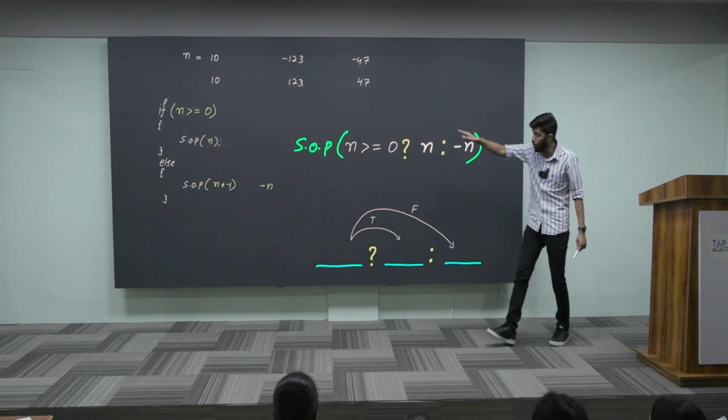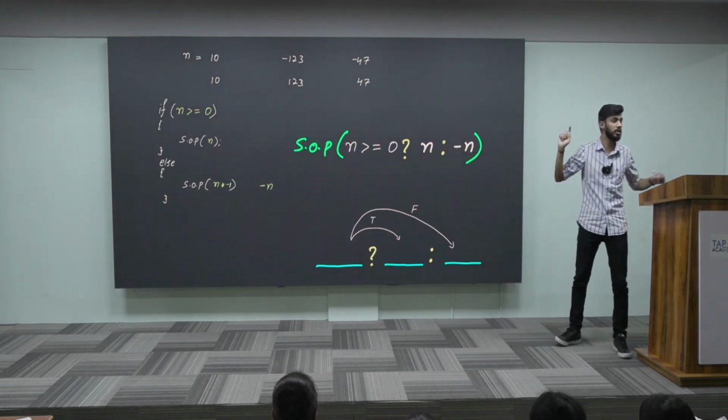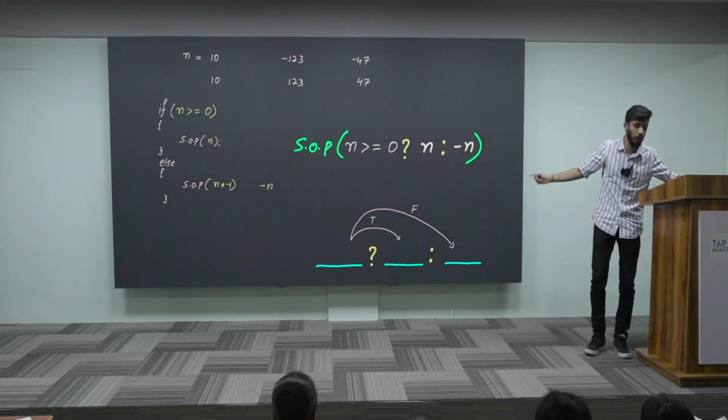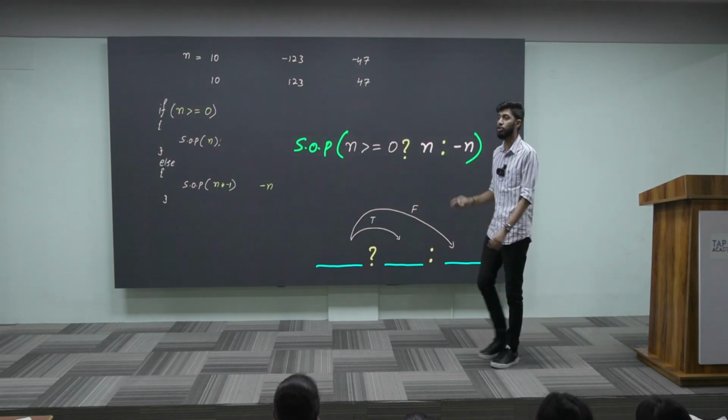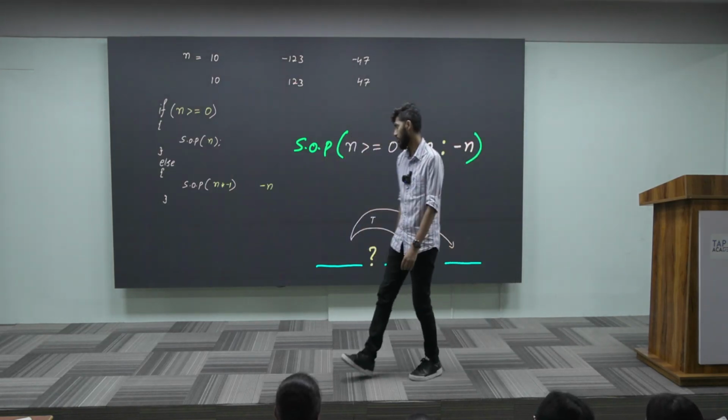So now you don't have to write down that code, you can simply write this code. Is it clear to you? And this is what is called the ternary operator, or it's also known as the conditional operator. So let's write the code.